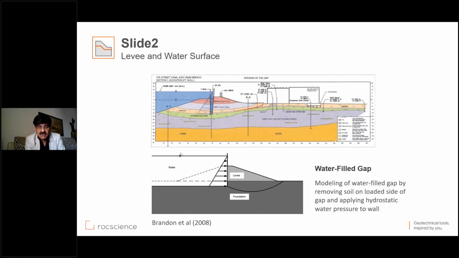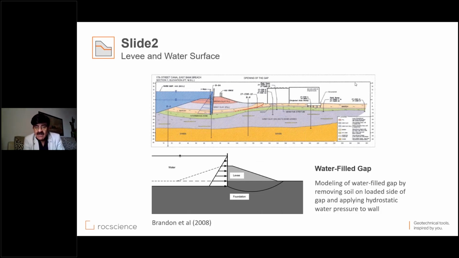On this side, we'll remove the soil and apply the hydrostatic water pressure to the wall here. That would simulate the condition which existed there when the water entered and put the lateral pressure on the sheet pile, the foundation of which failed. So we'll look at this simulation.